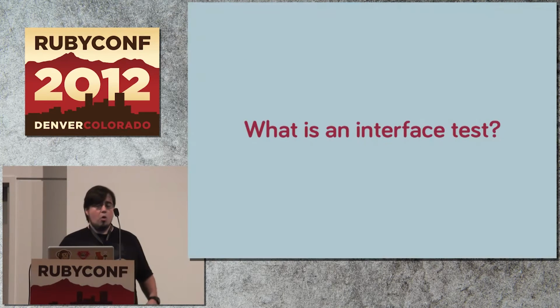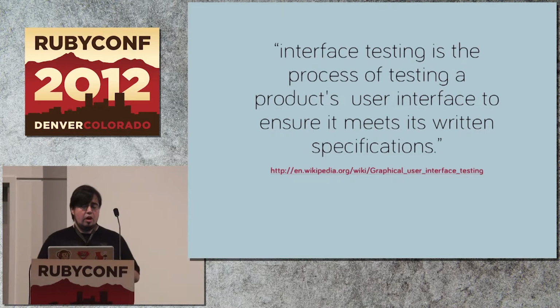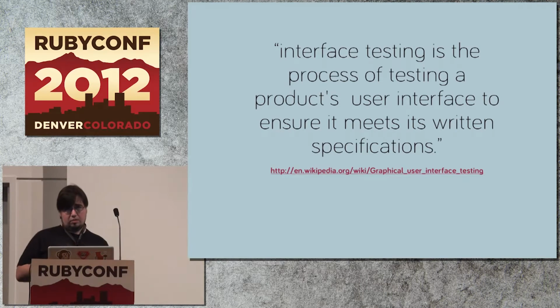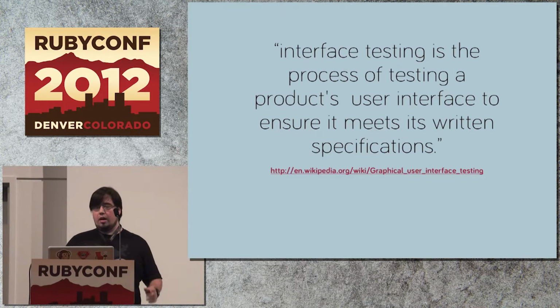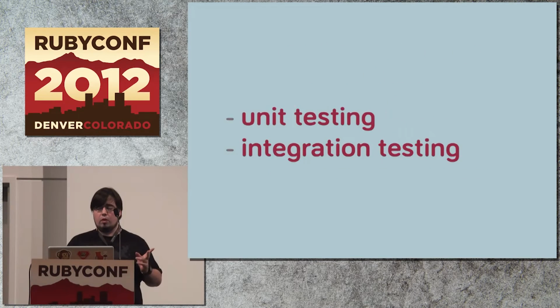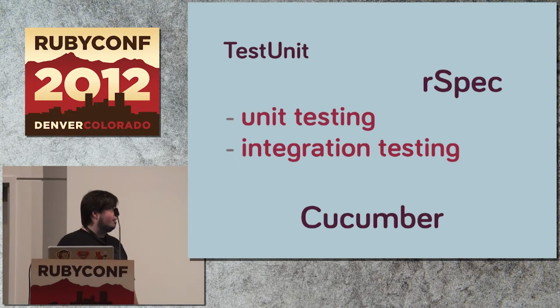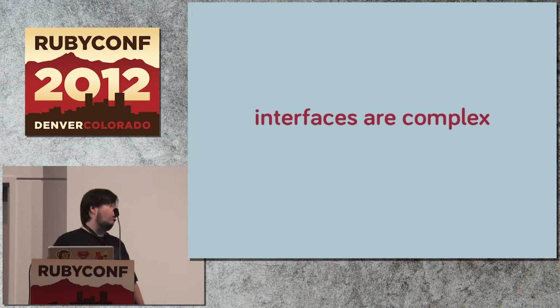Let's start with what's an interface test? Looking on Wikipedia, we can see that interface testing is the process of testing a product's interface to ensure it meets the written specifications. It's kind of fancy. In our Ruby world, we usually do 2 kinds of tests, mostly unit testing and integration testing. We have a myriad of tools to do that, like Test::Unit, RSpec, Cucumber. But at the end of the day, interfaces are really complex.